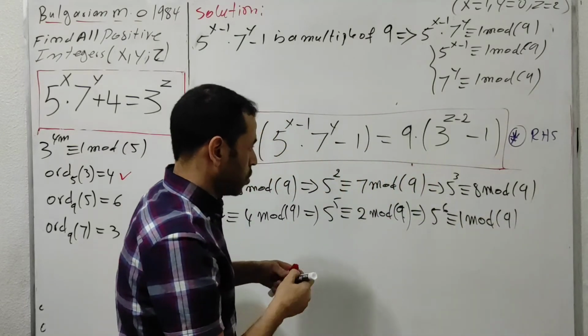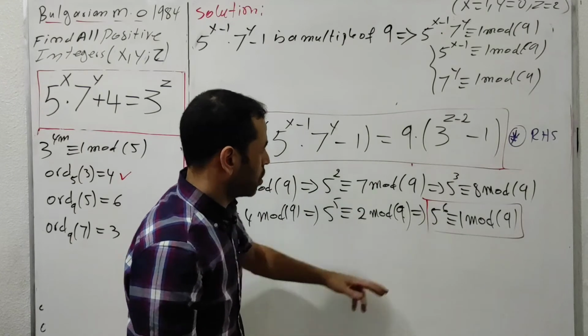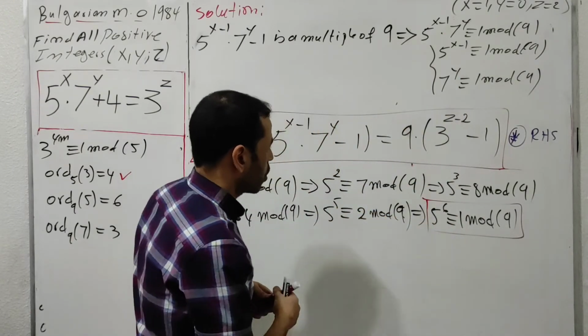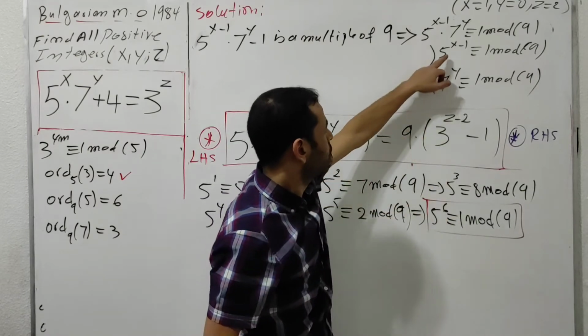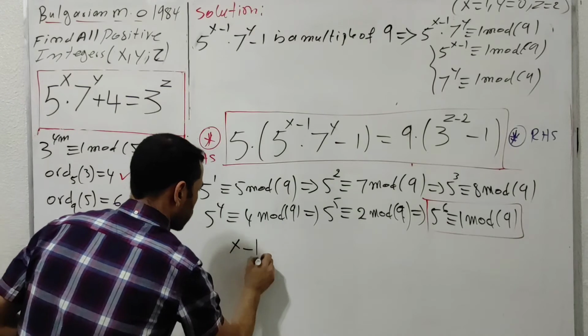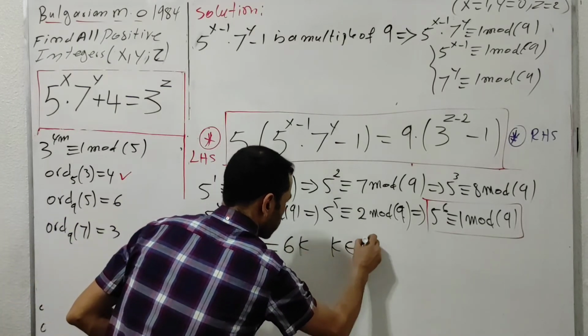Okay, now I hit the order. Now I get the order of this one. Is it written in the same form as I have here? Okay, so the order is equal to 6. That means the exponent is a multiple of the order. So we'll get here x minus 1 equals 6k. What is k? It is some natural number.